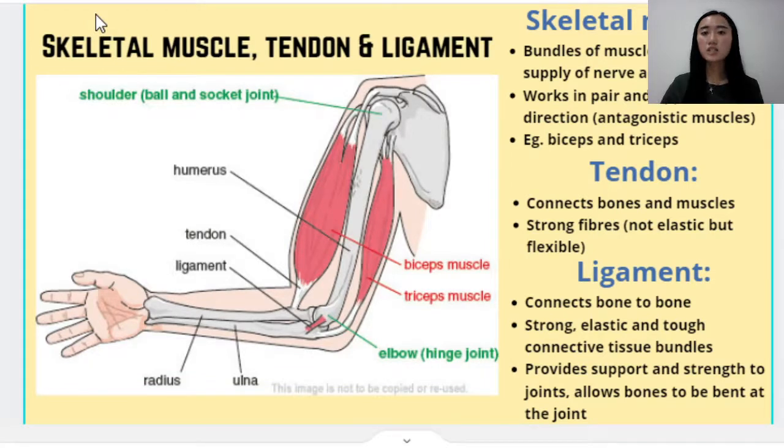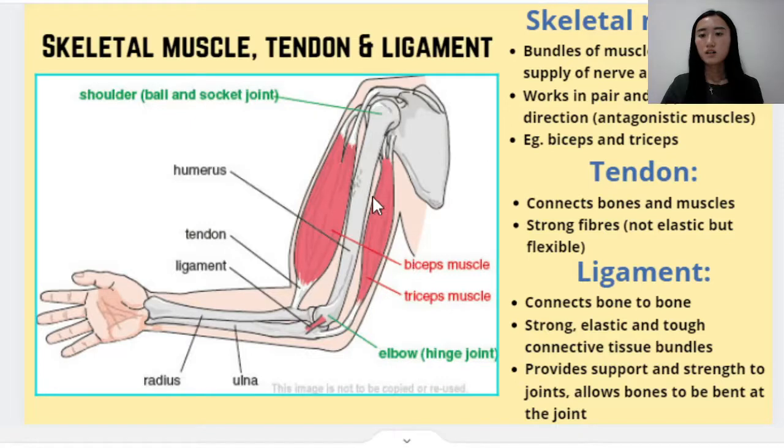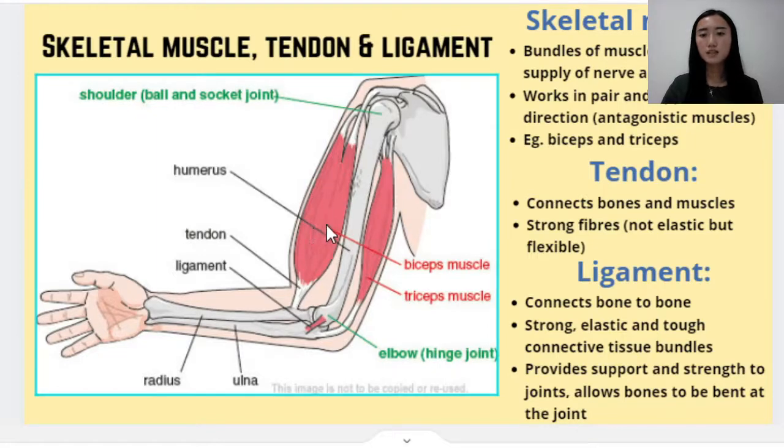So besides the joints and bones, the support and locomotion system also depends on our skeletal muscle, tendon, and ligament. Skeletal muscle is a bundle of muscle fibers with a large supply of nerves and blood vessels. The skeletal muscles that work in pairs and in opposite directions are known as antagonistic muscles. For example, biceps and triceps are antagonistic muscles. Triceps here, and the biceps here.